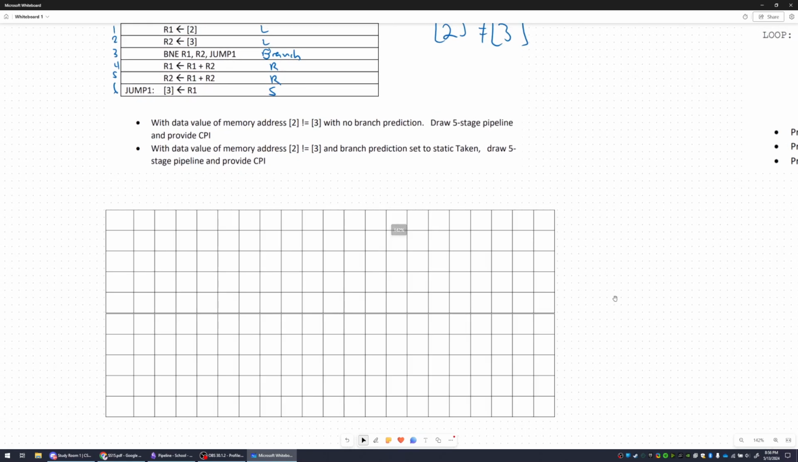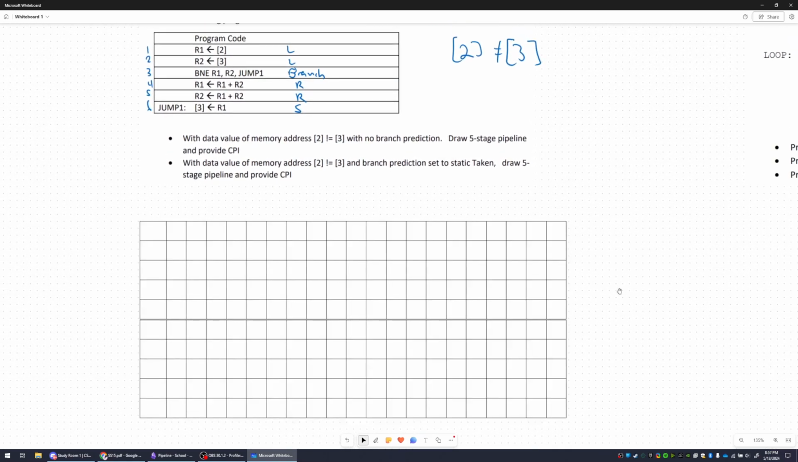Okay. So line 1, 2, 3, 5, 6. There's no branch prediction, so it will definitely fetch 4 and 5. I just don't know if it will fetch it. If it's not equal, then they will jump. Okay, they will jump. All right. So cycle 1, cycle 2.